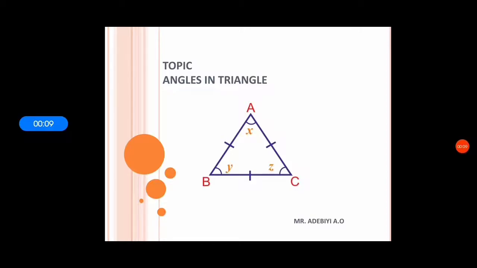And today's topic is angles in triangle. My name is Mr. DPEO. Remember, we have discussed triangles and we talked about types of triangles. In this lesson, we will do a quick recap and solve angles in triangles.